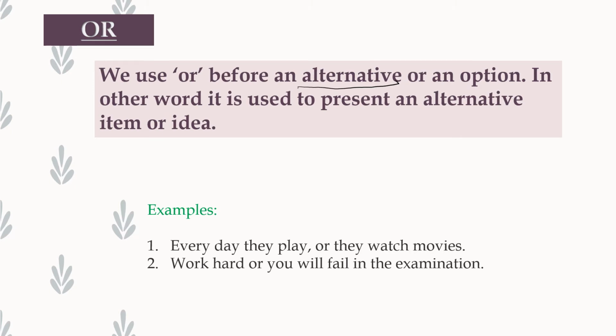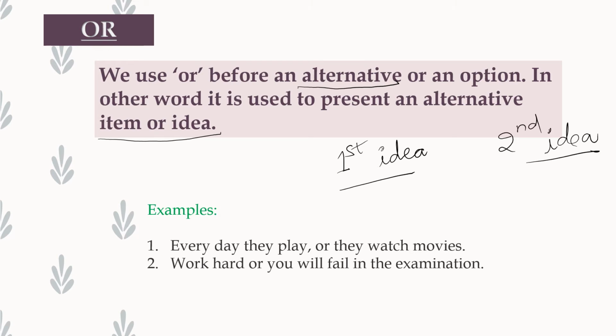In other words, it is used to present an alternative idea or item. So it's used when we have an alternative, if we have a second idea. Say if we have one idea, first idea is this. Say if we have two ideas, first idea and the second idea, but we can use only one. In that case, if we can use only one, we write "or", and if we can use both, we write "and". So if we have to use only one, we write "or", and if we can use both or more than two, we use "and".